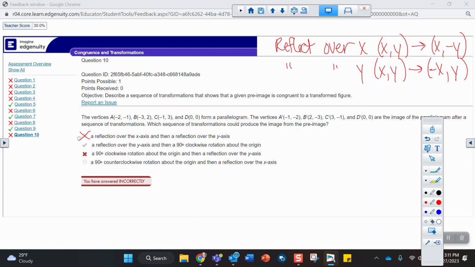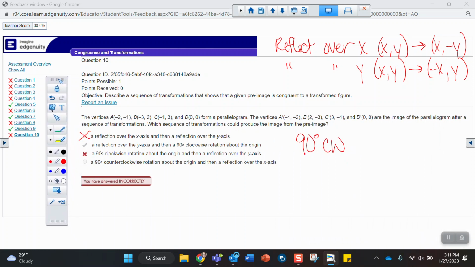Reflection over the y-axis, and then a 90 degrees clockwise rotation. So for the 90 degrees clockwise rotation, I know I shared about counterclockwise earlier, x and y become y and then a negative x, or the opposite. I guess I should say the opposite. When it is negative, it'll become positive.